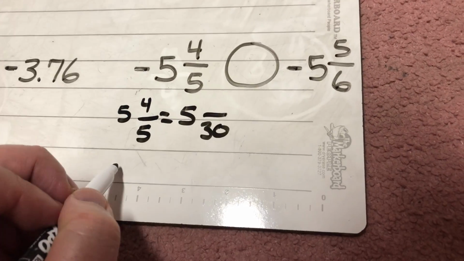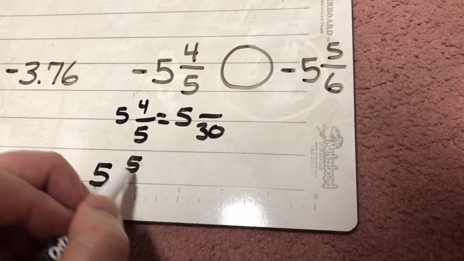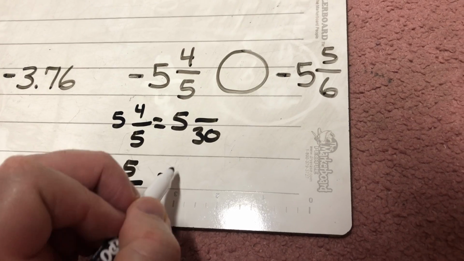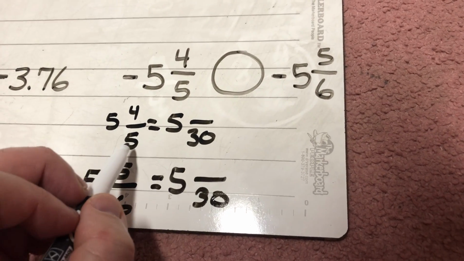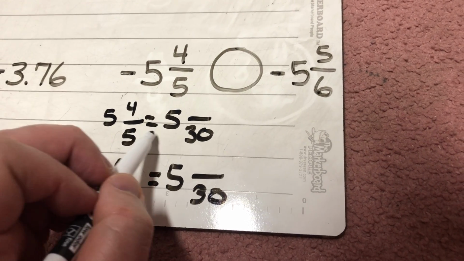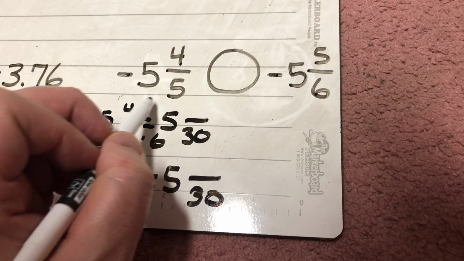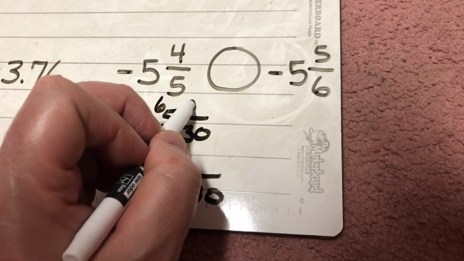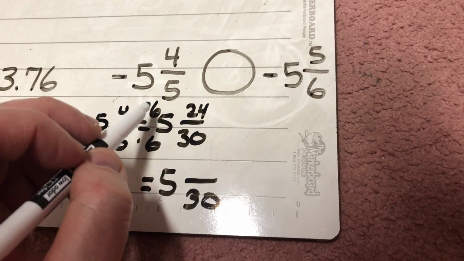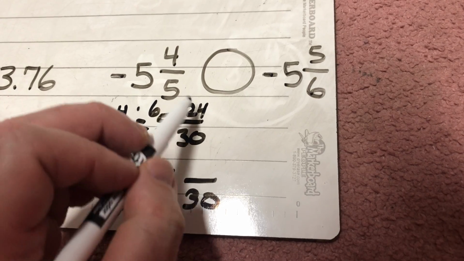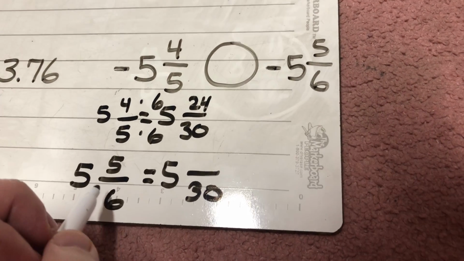And I can take my 5 and 5/6, and I can make that equivalent to 5 and something over 30. Well, I did 5 times 6 to get 30, so I have to do 4 times 6. That's going to give me 24. So this number is actually negative 5 and 24/30.